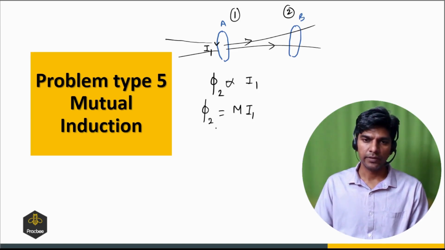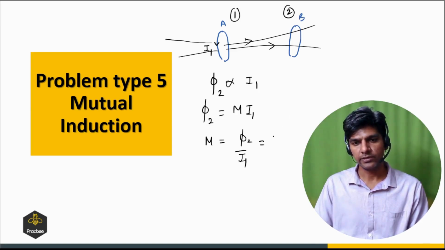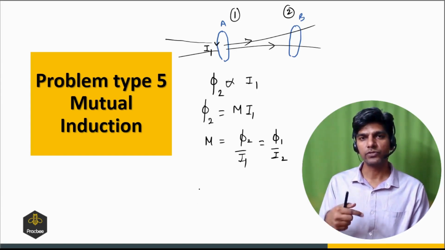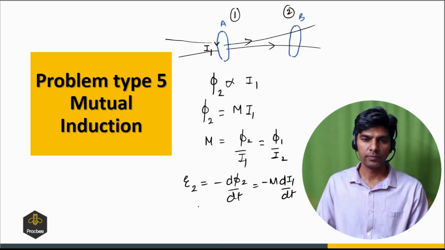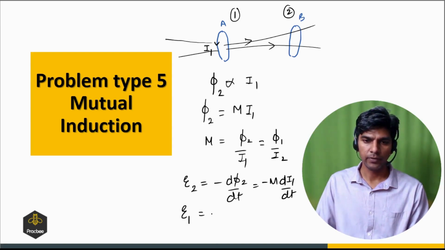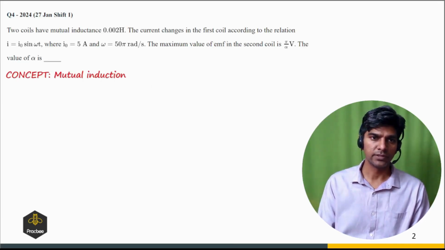So from this we can find the mutual inductance, which is phi2 divided by I1. Similarly, we can also write this as phi1 divided by I2. And suppose if we want to find the induced EMF in the coil 2, so induced EMF in the coil 2 will be minus of d phi 2 by dt, which will be minus m di1 by dt. Similarly, EMF induced in the coil 1 will be minus m di2 by dt. Okay, now let us see some question based on this concept.